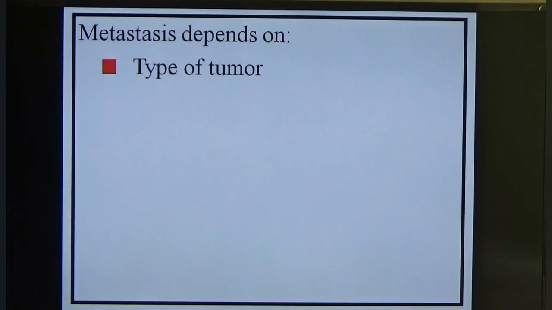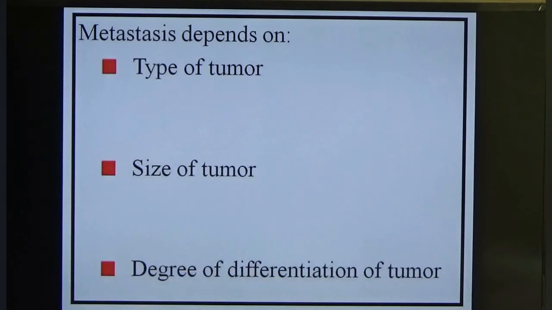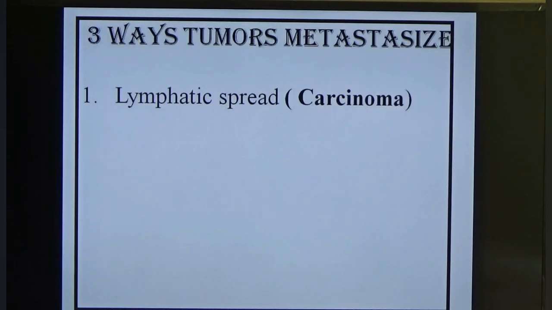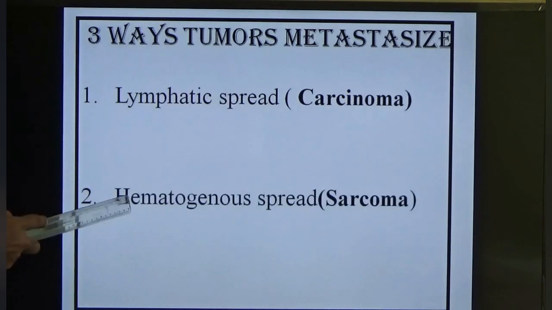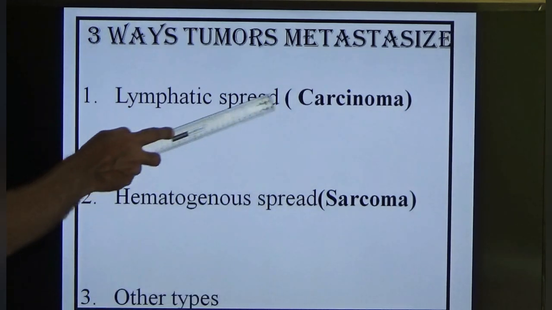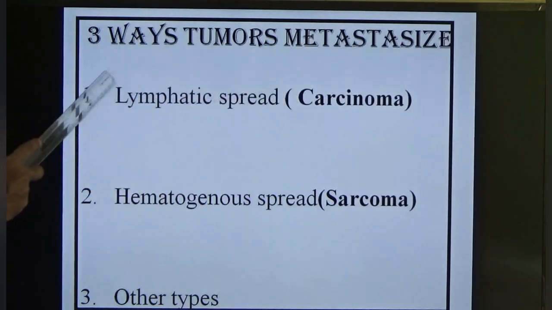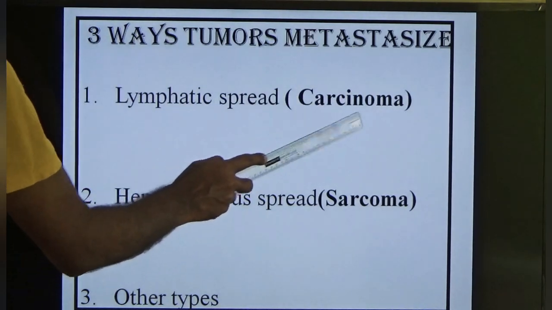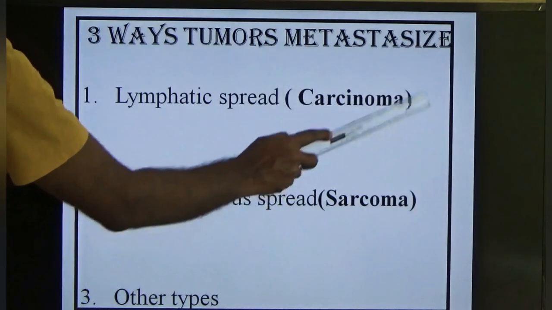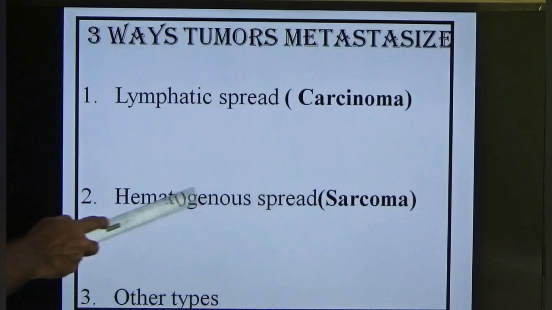Metastasis depends upon three characteristics: type of tumor, size of tumor, and degree of differentiation. There are three ways of metastasis: number one is lymphatic spread, another is hematogenous spread, and the third is another variety. There is a general rule: all carcinomas spread through the lymphatics. Some exceptions will be there, I'll talk to you later. All carcinomas spread through the lymphatics, and all sarcomas spread through the hematogenous route.